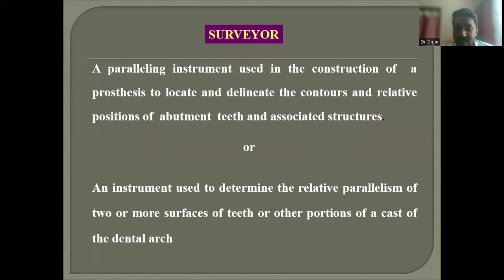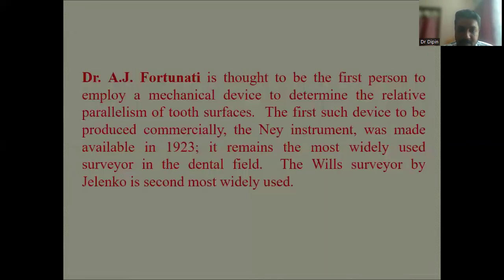Without a surveyor, when multiple surfaces are involved, we would just use eyeballing, the procedure prior to the use of the surveyor. It is called eyeballing because we keep the cast at a distance on our arm, analyze the cast, and find out the parallelism by eye. But when multiple surfaces are there, various mistakes will occur, and we cannot fabricate a prosthesis accurately. So the surveyor is important.